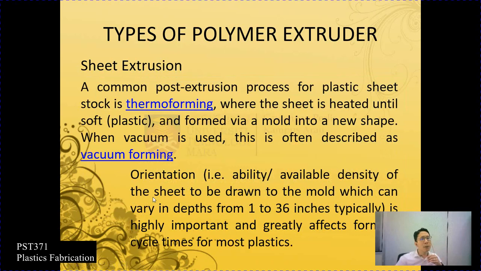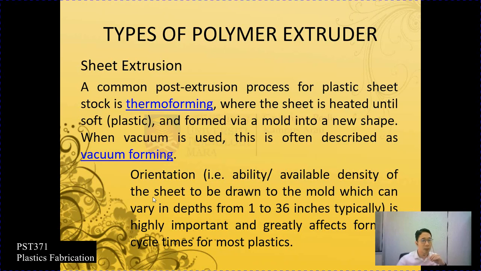Okay, a common post extrusion process for plastic sheet stock is thermoforming. There the sheet is heated until it is a soft plastic and forms via a mold into new shapes when vacuum is used. This is often described as vacuum forming. Selain daripada itu, sheet extrusion juga, extrusion films ni, bila awak dapat produce sheets ni, sekeping ni atau films ni, dia juga digunakan untuk thermoforming, untuk other equipment. Nanti kita akan cover, I think, in chapter 7.